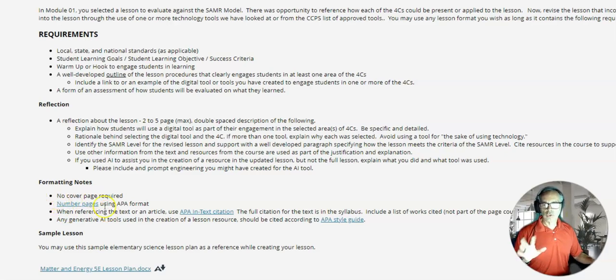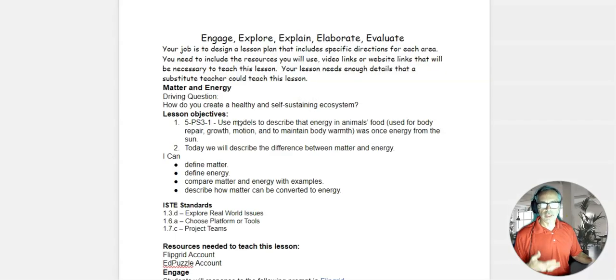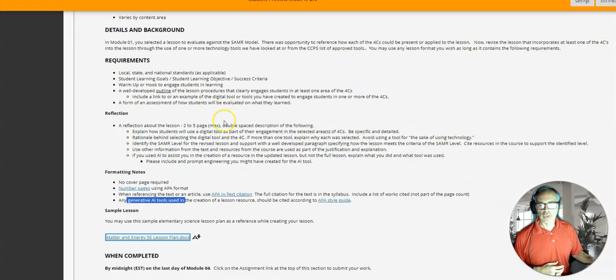Not really too concerned about formatting, but if you are going to, please number your pages in APA formatting. Use standard APA in-text citations. If you are using AI, there is a style guide on how to cite AI. So follow that to the best of your ability. I've noticed that it doesn't really work for every situation, but it's pretty close. There is an example down here of a lesson plan format that you could use, a 5E lesson plan. You could maybe use that as a guide to kind of see what we're looking at here.